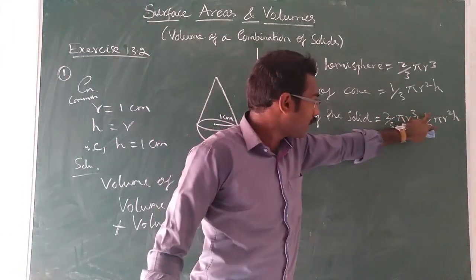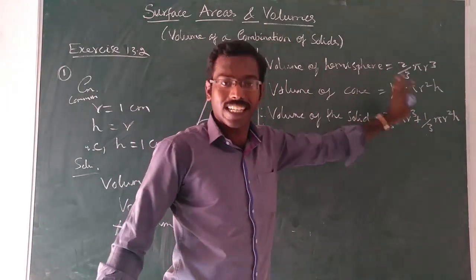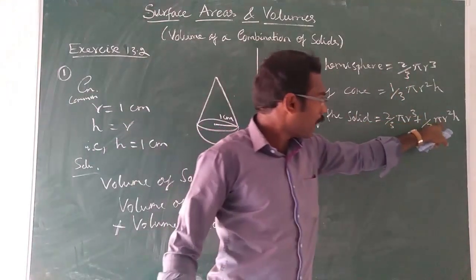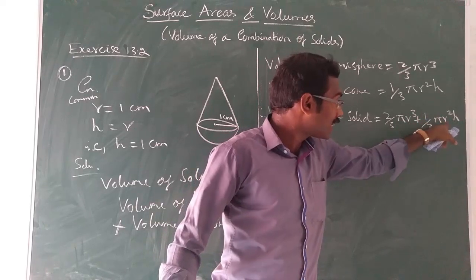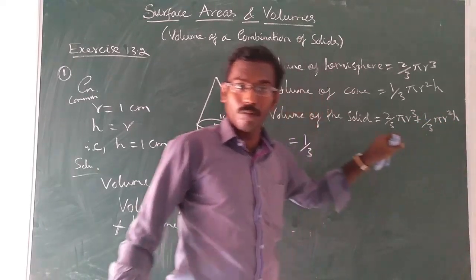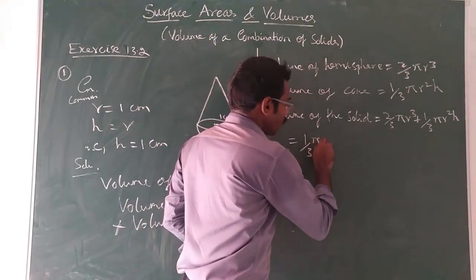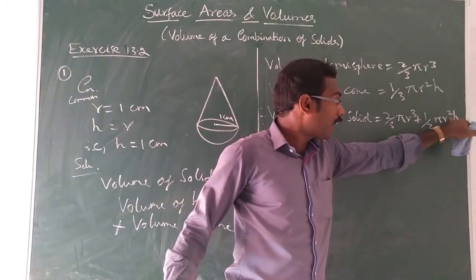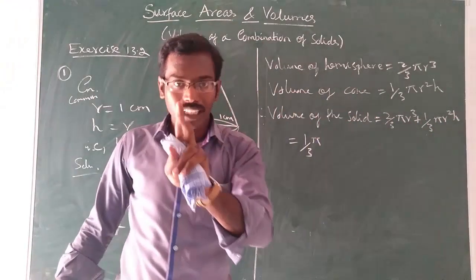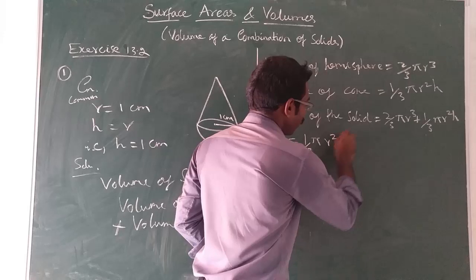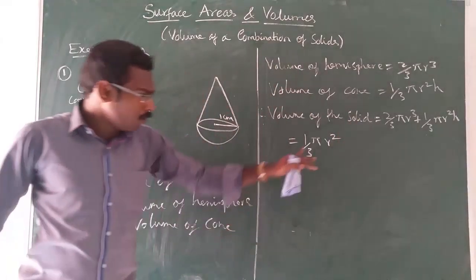Okay, so here 1 by 3, here 2 by 3. Then pi, r cube, r square. So r square is common to both. Okay, so pi is common to both. Here r cube, here r square. So both have minimum r square. So take the r square common. Okay, so I am doing like this.